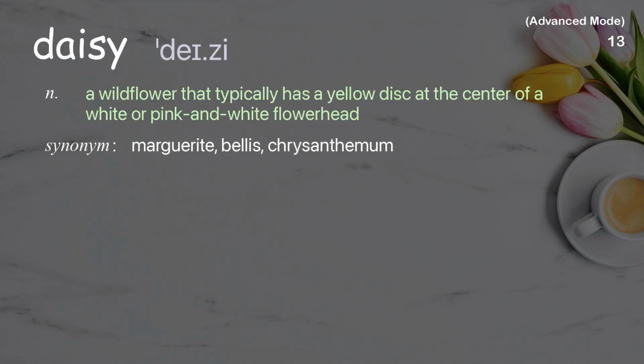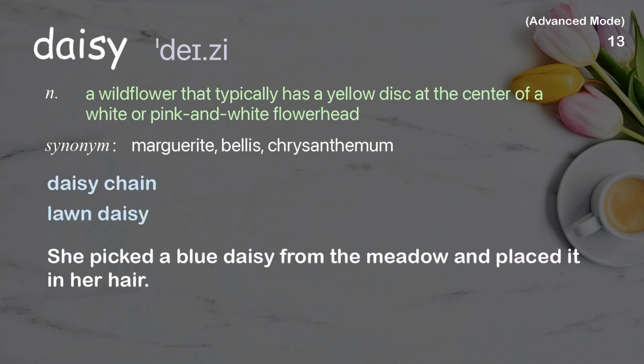Daisy. A wildflower that typically has a yellow disc at the center of a white or pink and white flower head. Examples: Daisy chain. Lawn daisy. She picked a blue daisy from the meadow and placed it in her hair.